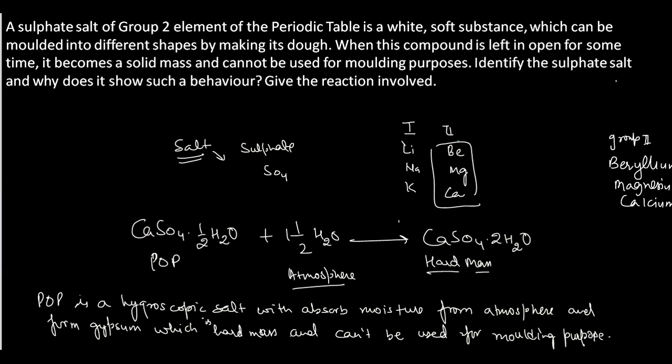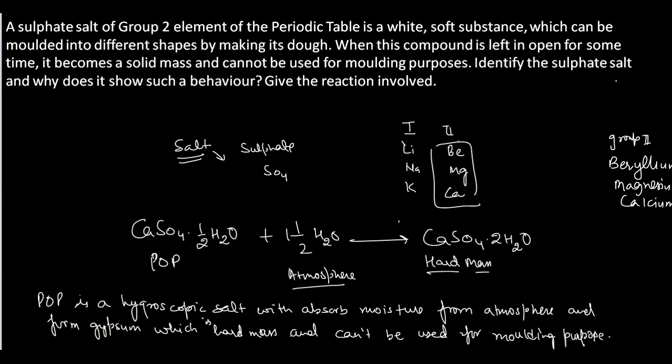A sulfate salt means one which is going to have the SO4 group. So a sulfate salt of a group 2 element can be magnesium sulfate, beryllium sulfate, or calcium sulfate. It can be any one of the three. It is given that it is a white soft substance which can be molded by making its dough. We can mold it into anything by making dough.